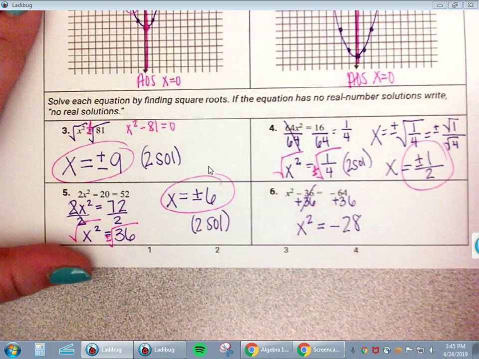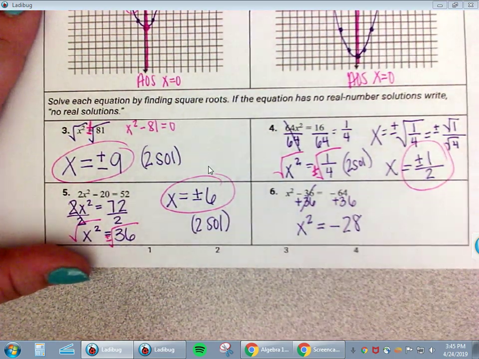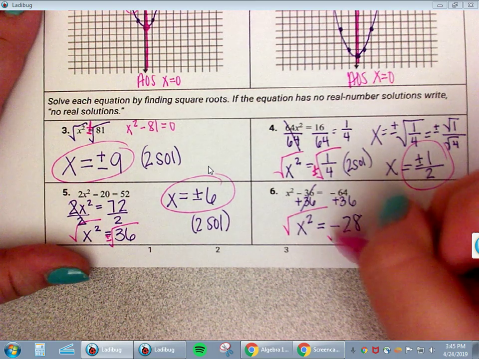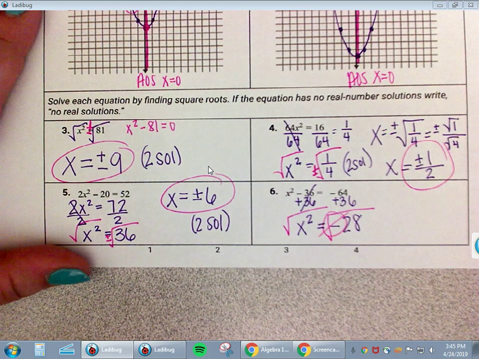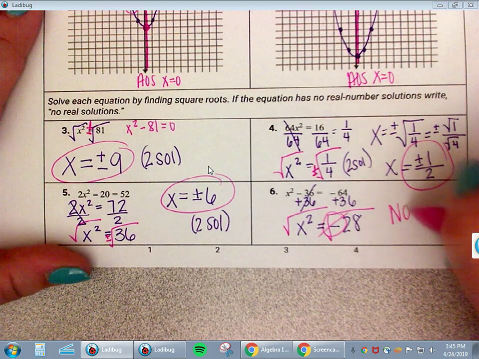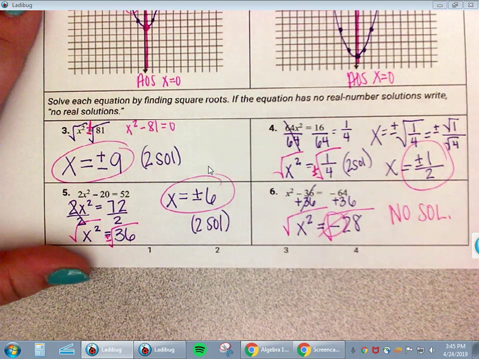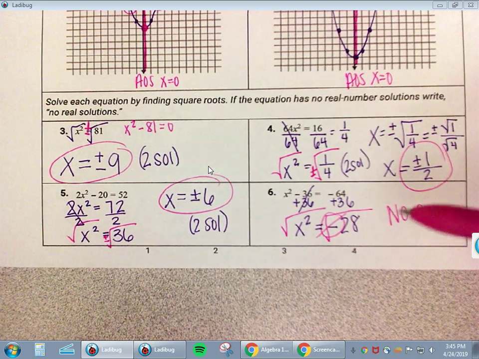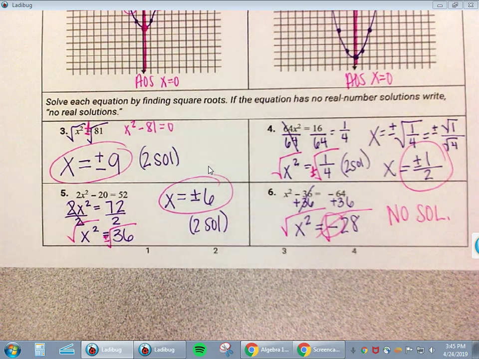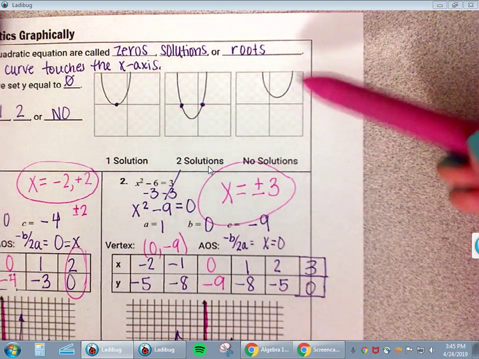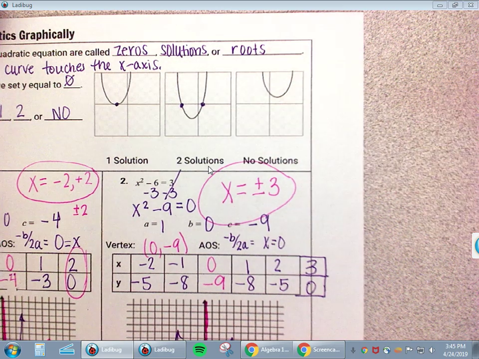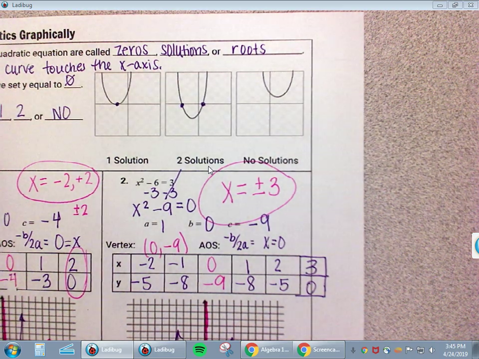Negative 28. Okay. Next thing I do is take the square root of both sides, which is where an issue comes into play. You can't take the square root of a negative. So there is no solution. So this is one of those situations where this quadratic, x squared equals negative 28, it wasn't going to touch the x-axis. It was one of these types where it's going to be either above or below. This one would have been above the x-axis.